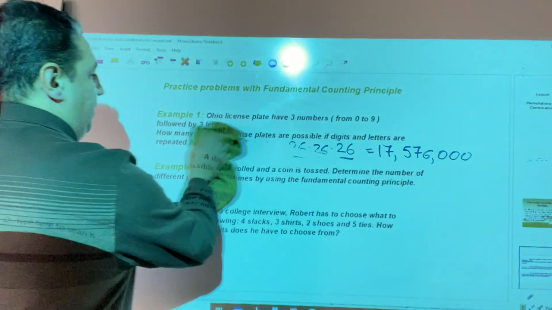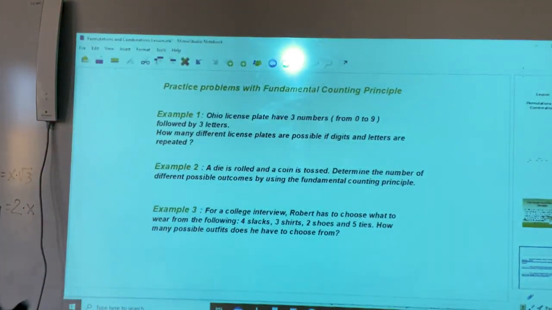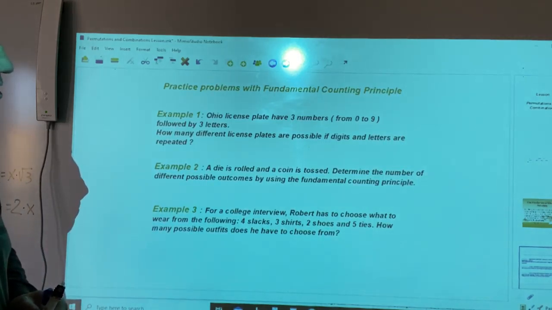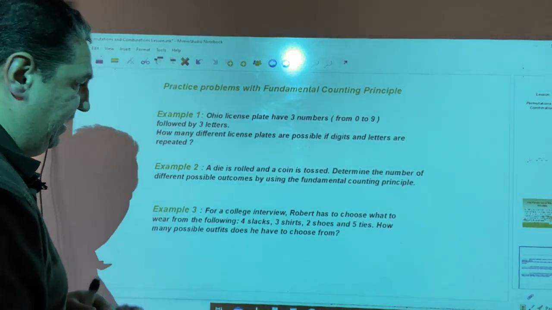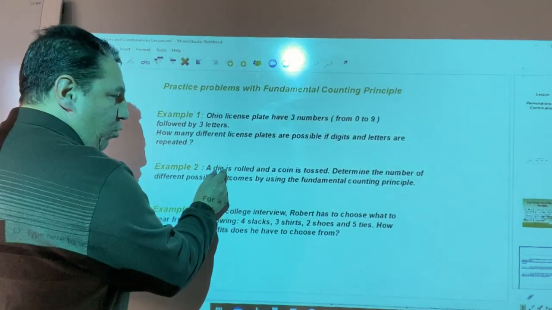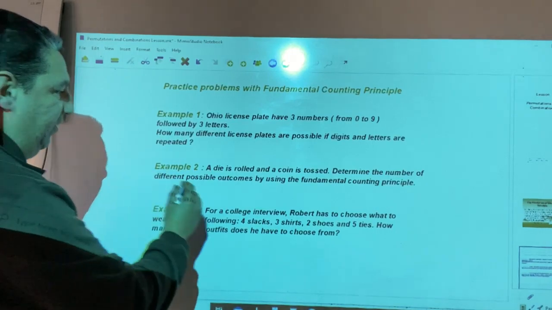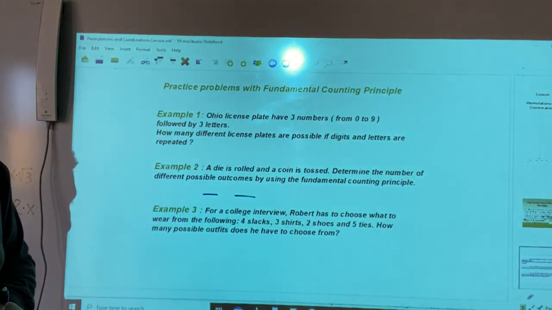Another possible application. A die is rolled and a coin is tossed. Determine the number of different possible outcomes by using the fundamental counting principle. In this example, we have two activities: rolling a die and tossing a coin.